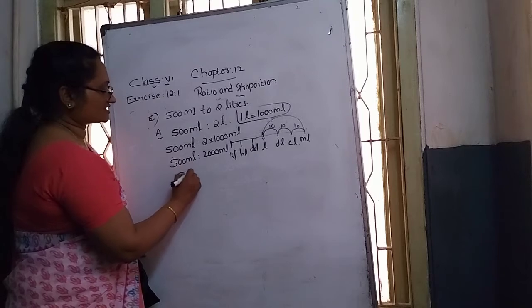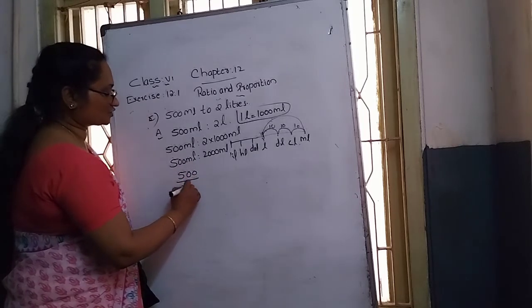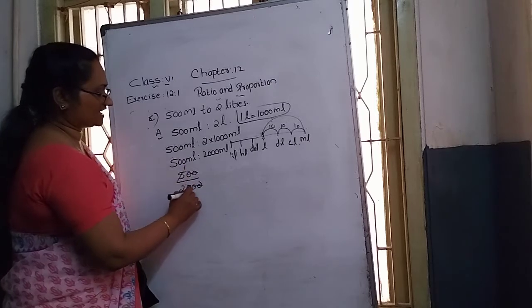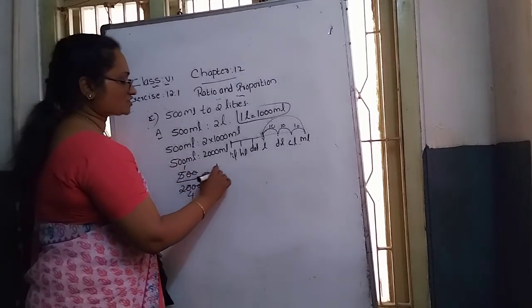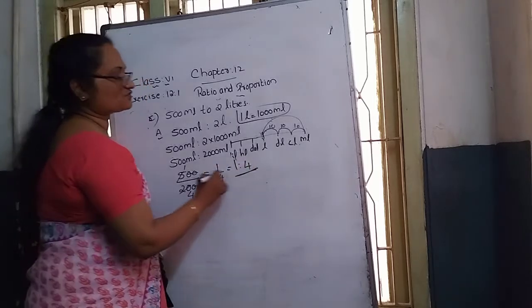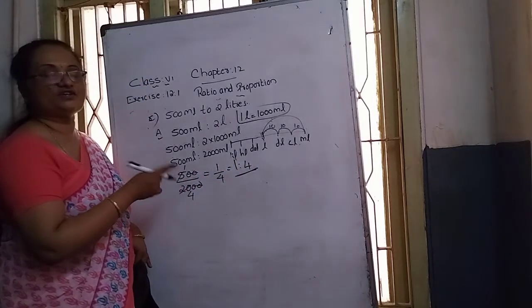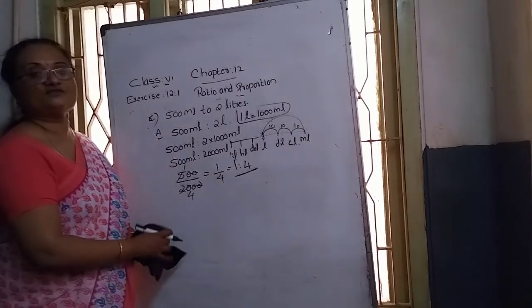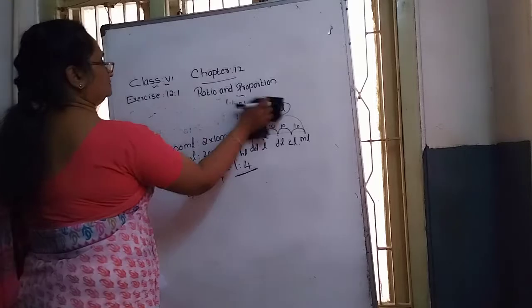Since they have the same unit, we write 500 by 2000. Two zeros cancel. 5 ones are 5, 5 fours are 20. So we get 1 by 4 in fractional form. We want the ratio form, which is 1 is to 4: the numerator comes first and the denominator second. I hope you can understand how to convert it to a ratio form.